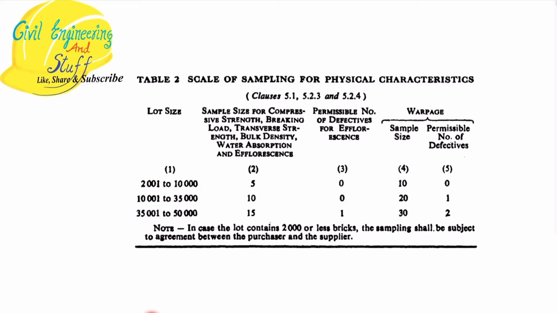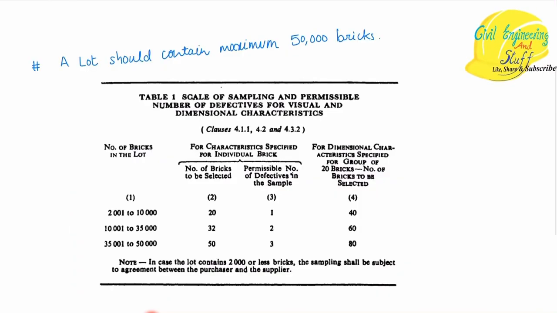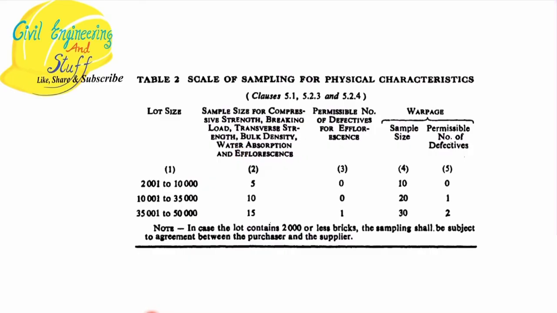Likewise, if we are going for property analysis other than dimensional properties, then the number of samples to be taken is 5 for a lot of 2001 to 10,000, with no defective piece. And in a lot size of 2001 to 10,000, if you are going for the study of warpage, then the sample size should be 10 with a permissibility of 0 defective pieces. So this table was specifically for the dimensional properties, and this table is for the testing other than dimensional properties.